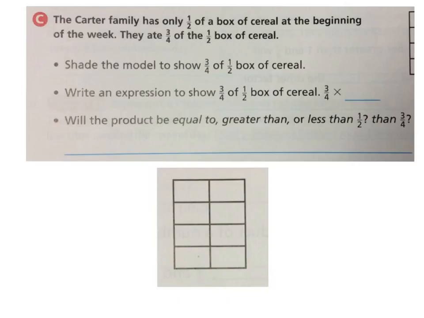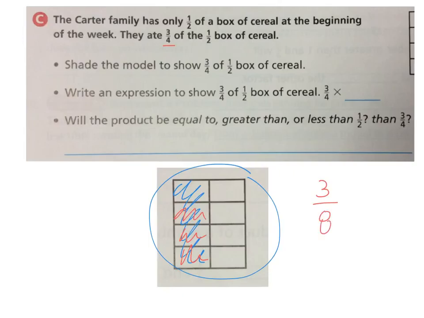Okay, let's take a look at this one. Now, if they only had half a box of cereal at the beginning of the week, did they have this whole thing? No, they only had half, right? They only had that blue part. Now, did they eat all of the half? How much of that half box of cereal did they eat, Misaki? They ate 3/4 of that. So they ate 1 section, 2 sections, and 3 sections. How much of the whole box of cereal did I color in both colors? 3/8 of it, yeah. Okay, now we've shaded 3/4 of 1/2.